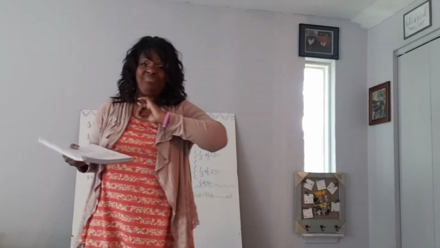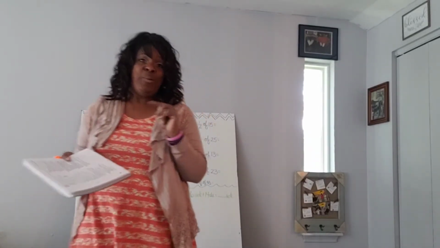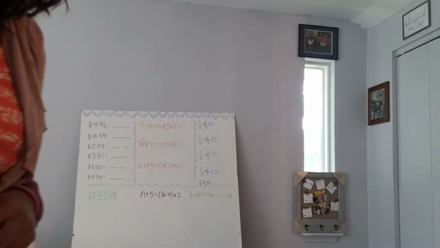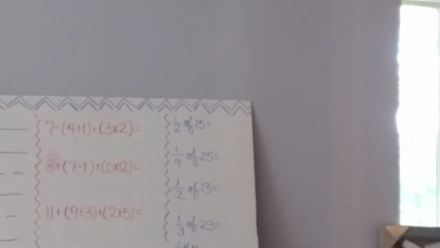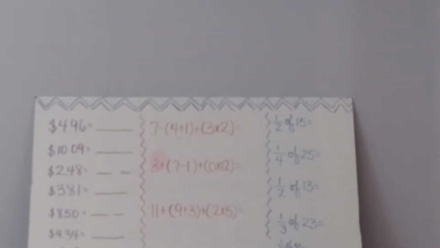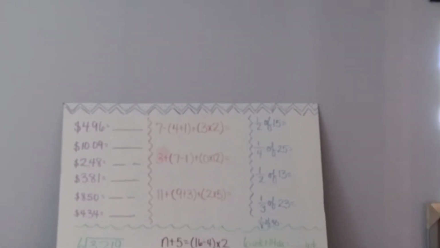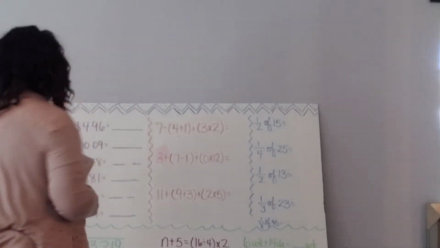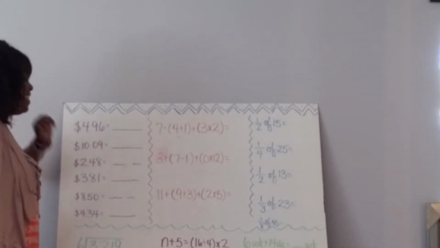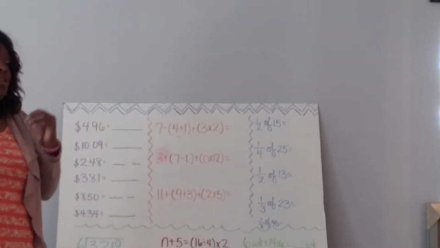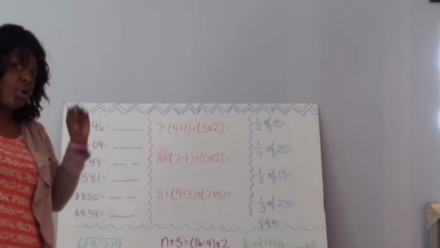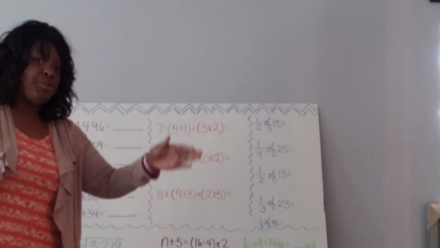But I also want to review what we talked about yesterday, which was rounding our money to the nearest dollar. I want to make sure that we're remembering how to do that correctly. So the very first one that we have is $4.96. So you need to look and think, is $4.96 closer to $4? Or is it closer to $5?